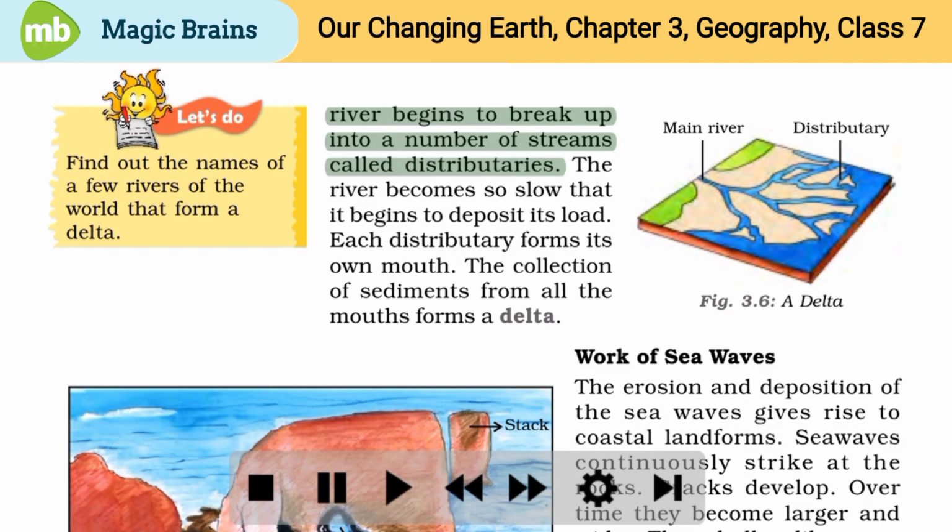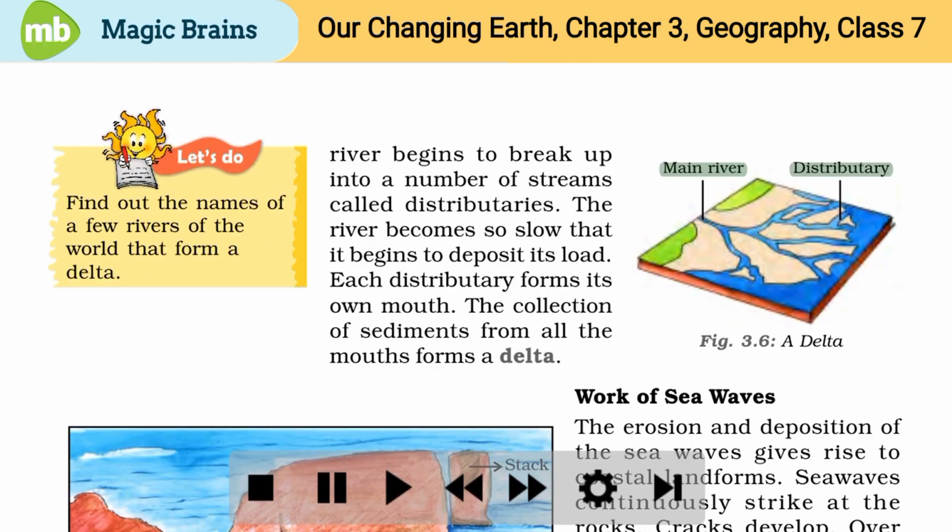Page 16. And the river begins to break up into a number of streams called distributaries. The river becomes so slow that it begins to deposit its load. Each distributary forms its own mouth. The collection of sediments from all the mouths forms a delta. To the right side, we can see a picture of a delta. A main river is shown and its distributaries.